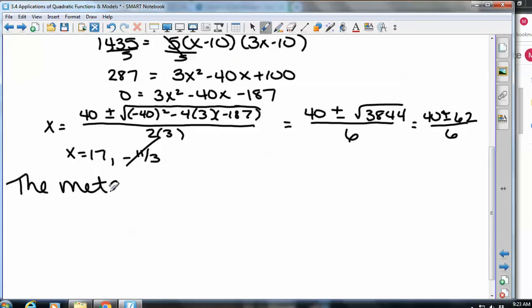So I know my negative answer doesn't work. So the metal was 17 inches, centimeters. What was my unit here? 17 inches, yeah. The other side was 3x, so 3 times 17, 51 inches.